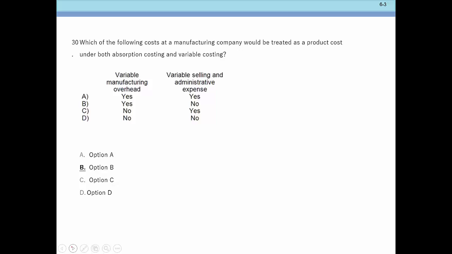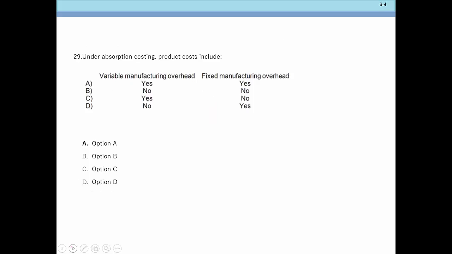Okay, good. Now you take a look at this next question, and under absorption costing, product costs include variable manufacturing. Do we pick up the variable manufacturing under absorption? Yes, we do. We pick up the variable manufacturing. Do we pick up the fixed manufacturing as a product cost? So this is a yes, right? Now, if I could ask you the same question, and if I just change the word absorption to variable, this would be a yes, no, wouldn't it? Under variable? Okay, good. So that just gives you a sense as to some of the theoretical underpinnings.